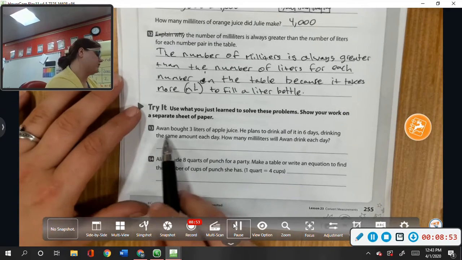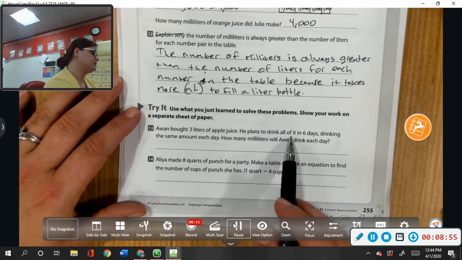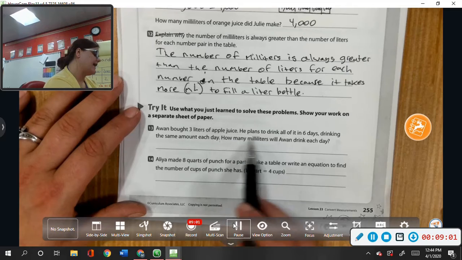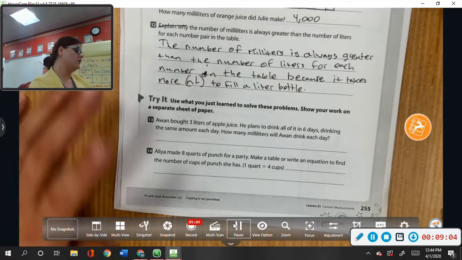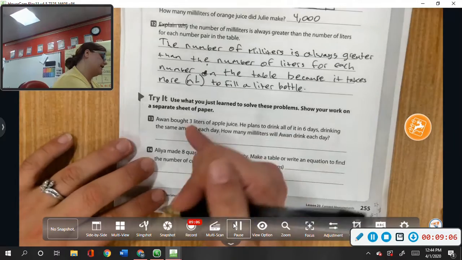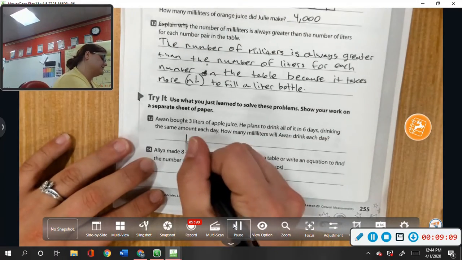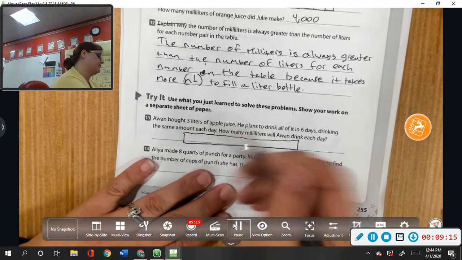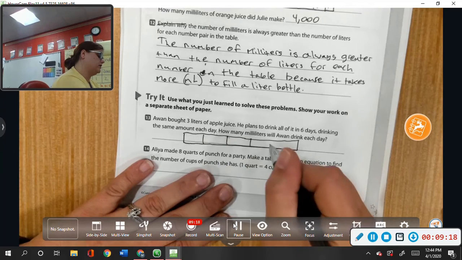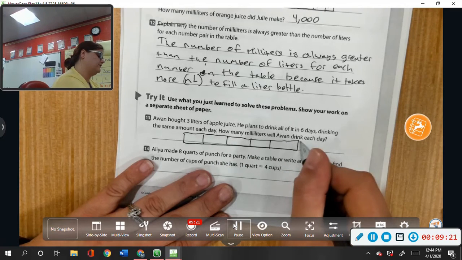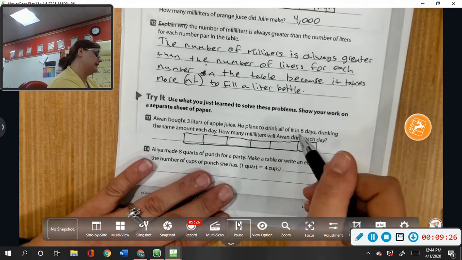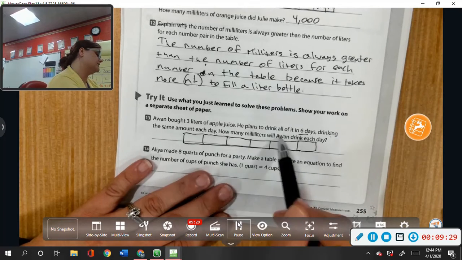Alright, we have A1 bought 3 liters of apple juice. He plans to drink all of it in 6 days. Drinking the same amount each day, how many milliliters will A1 drink each day? Well, let's make up a bar model. Alright, so we're going to have 6 days. I'm going to just stretch her out a little bit. Alright, 1, 2, 3, 4, 5. We'll just kind of add him on just for giggles. Alright, inside each day, he's going to drink the same amount each day.